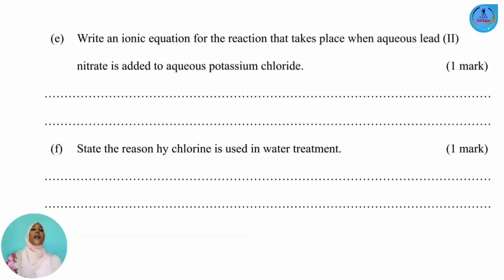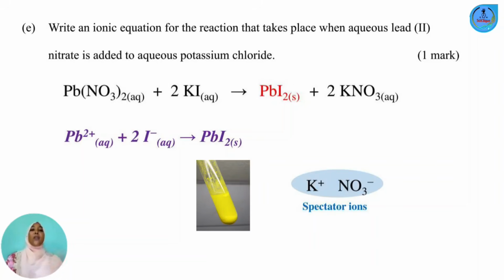Part E, write an ionic equation for the reaction that takes place when aqueous lead 2 nitrate is added to aqueous potassium iodide. That's quite a lot. Essentially, we are having a reaction between lead 2 nitrate, a colorless soluble solution, and potassium iodide, which is also colorless. So we are having two colorless solutions reacting with one another.